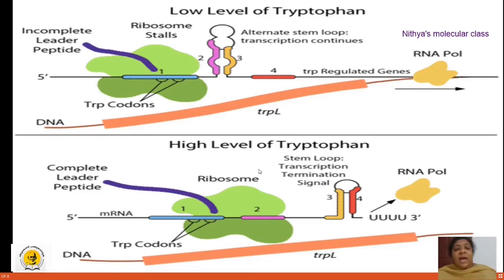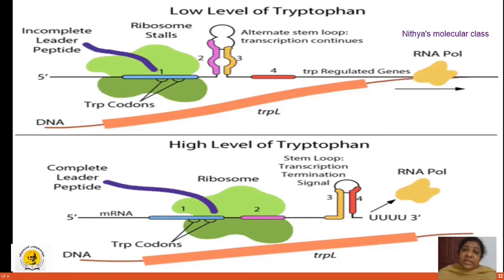If it is a high level of tryptophan, there is no issue for the ribosome to translate all parts of the mRNA, so it will proceed to the second portion. Then what happens? 3 and 4 form a loop structure. This stem and loop arrangement signals the termination of transcription. Then the RNA polymerase will be plucked off from the DNA sequence, and it cannot go and transcribe the structural genes.